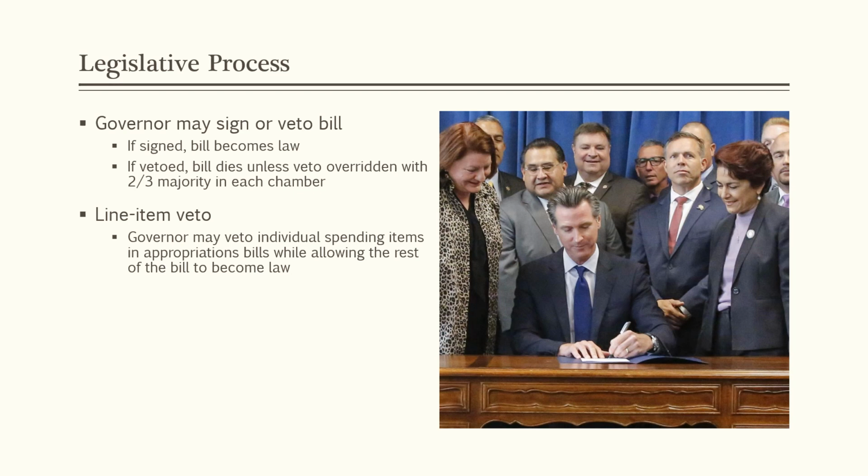So it's a way for the governor to strike out individual pieces of government spending that he or she does not like or does not support. Those can be overridden with a 2/3 vote of each chamber of the state legislature. But the key selling point of the line item veto for the governor is it allows the governor to strike out individual components of a bill that he or she does not like while allowing the rest of that bill to become law.